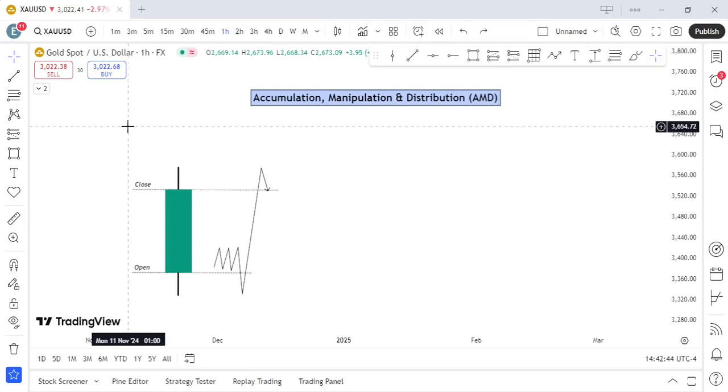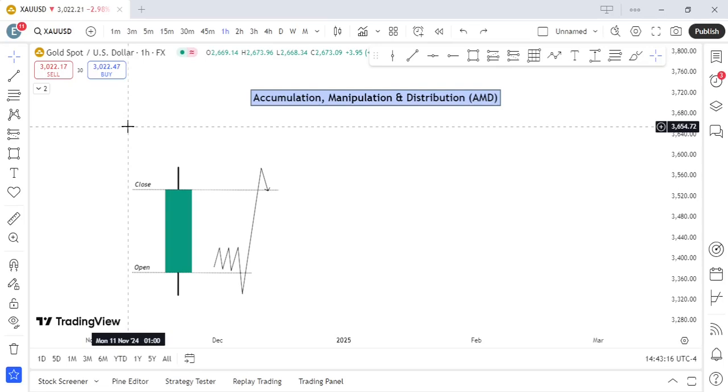Now this concept is one of the most powerful concepts in Forex. Like, I'm not exaggerating at all. Once you're able to master how AMD works in the market, you will have an edge over every other trader. You will be able to predict price action way better than you currently do.